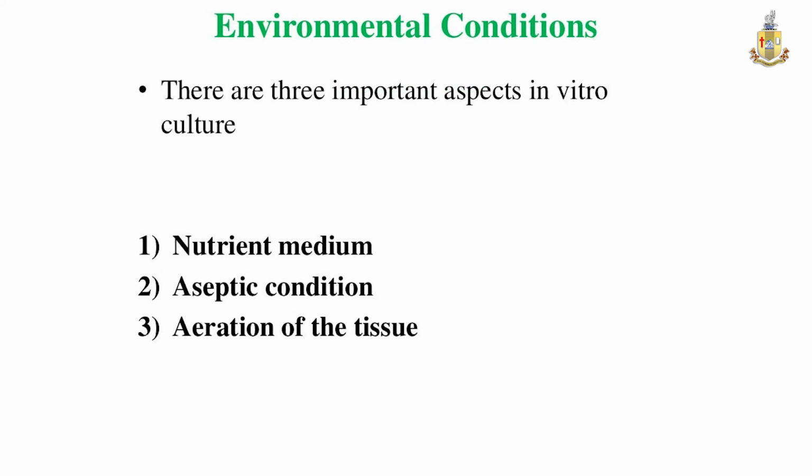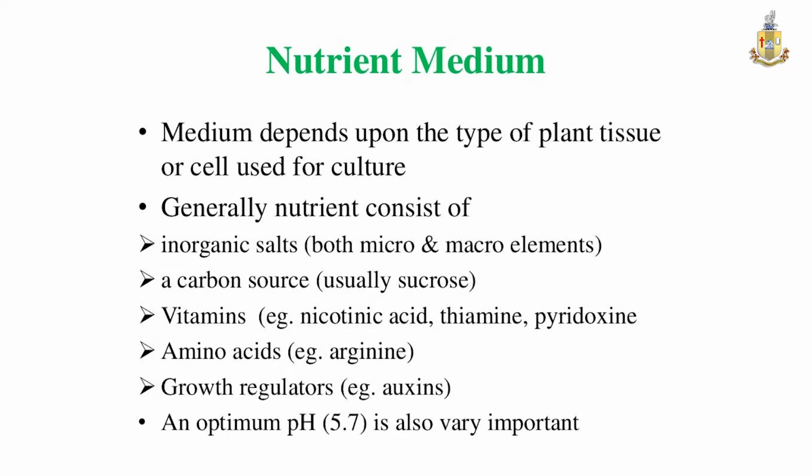In this slide we are going to learn about the environmental conditions. There are three important aspects in in vitro culture: nutrient medium, aseptic condition, and aeration of the tissue. Nutrient medium.